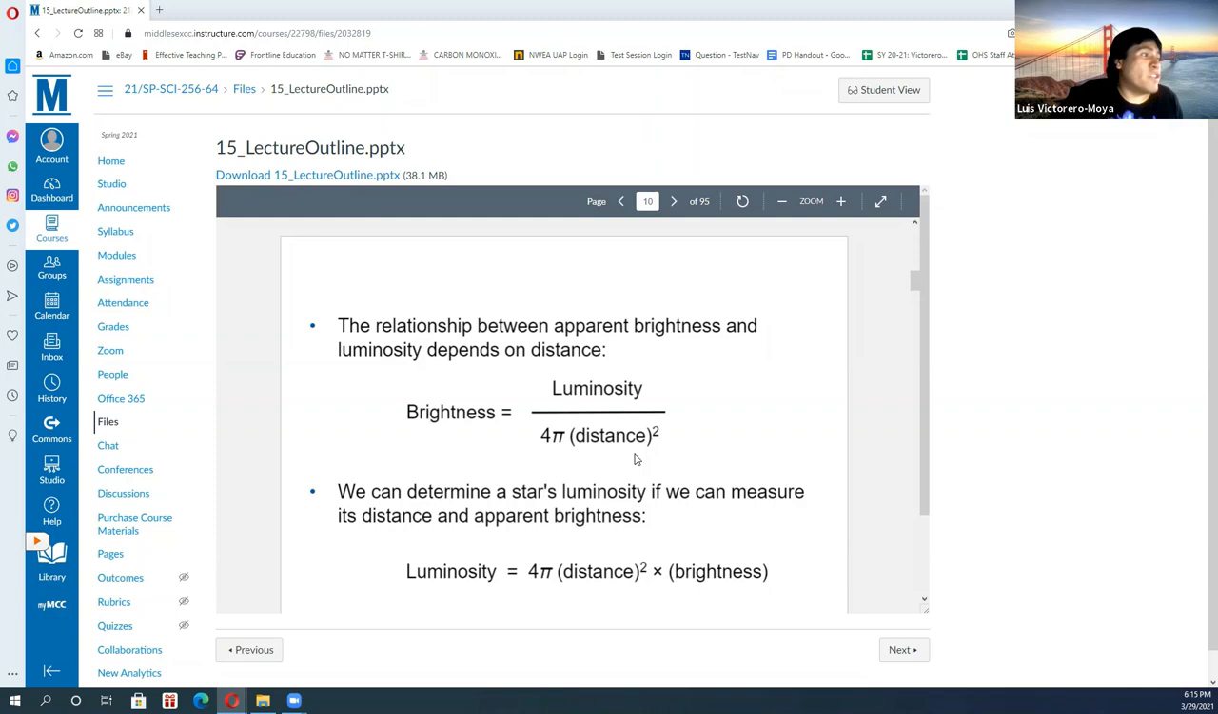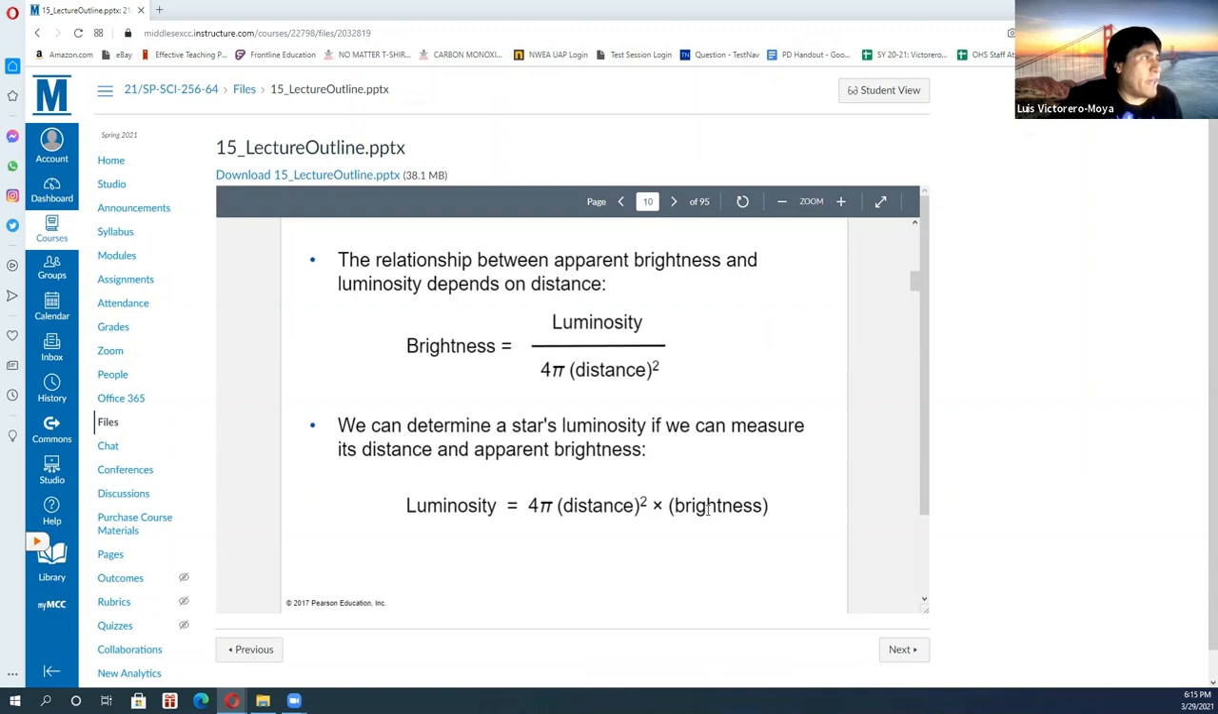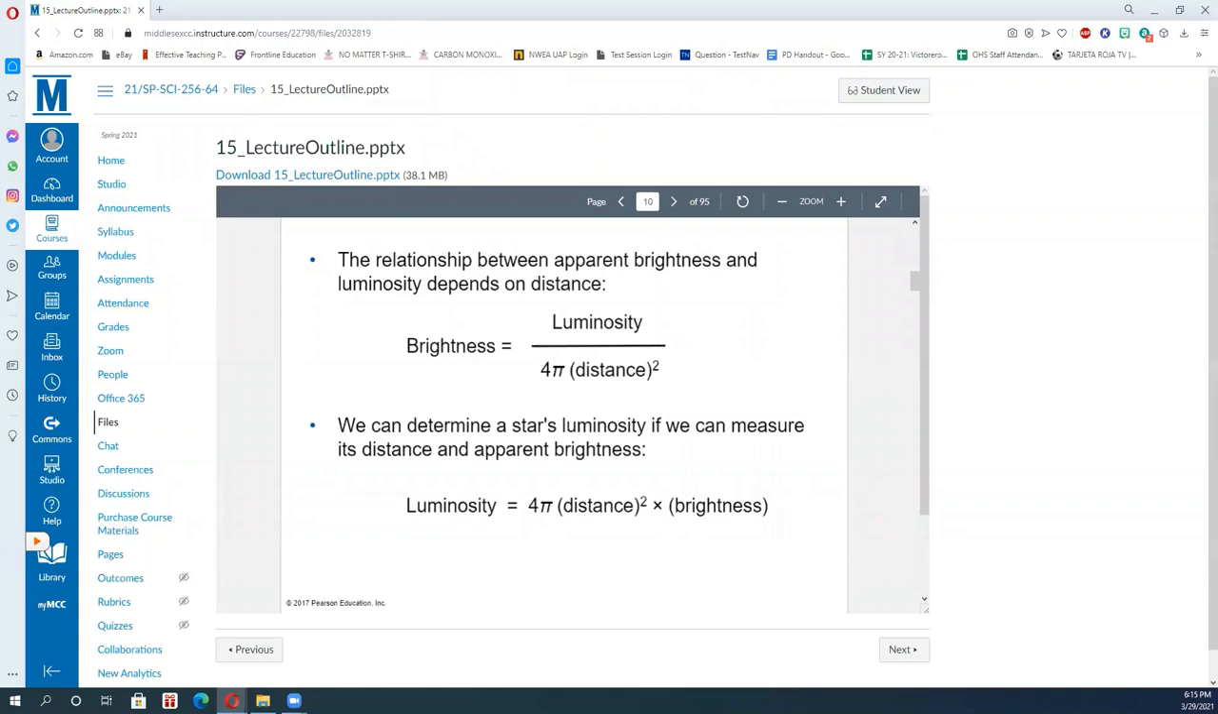Not the absolute brightness. So that's the equation there. Luminosity is 4 pi d squared times the brightness. Professor? Yeah. Okay, so regarding the temperature, the temperature differs depending on the stars, right? So how does distance play into account? Because isn't higher temperature equal to higher brightness, or is it inverse? Higher temperature is higher brightness, of course.